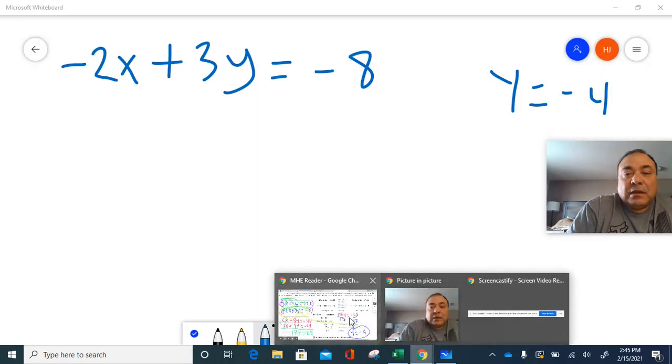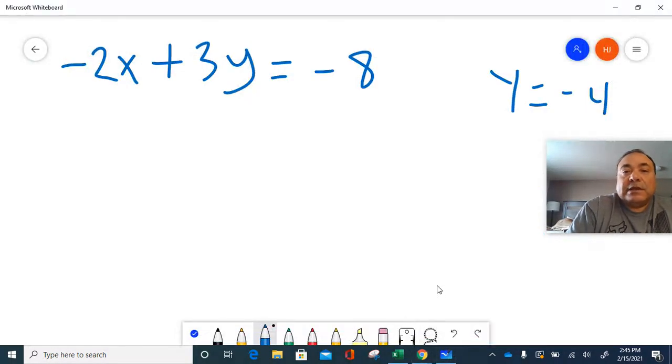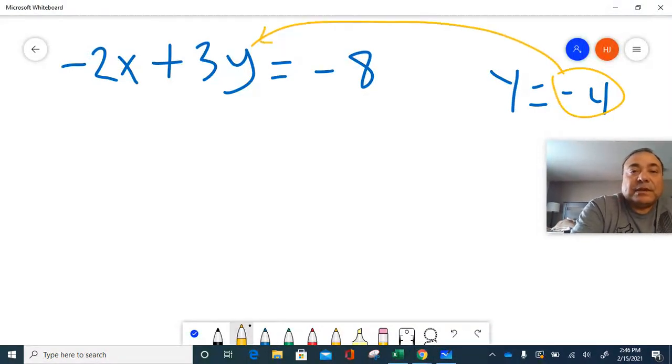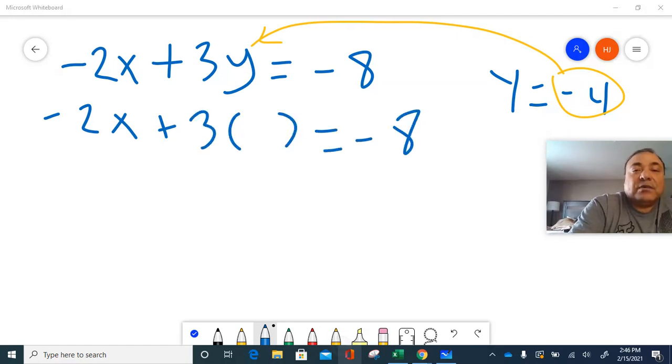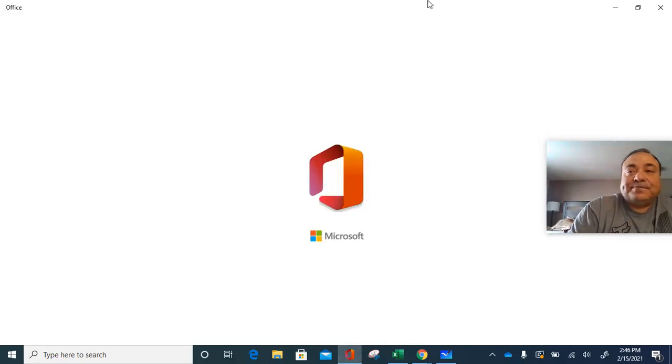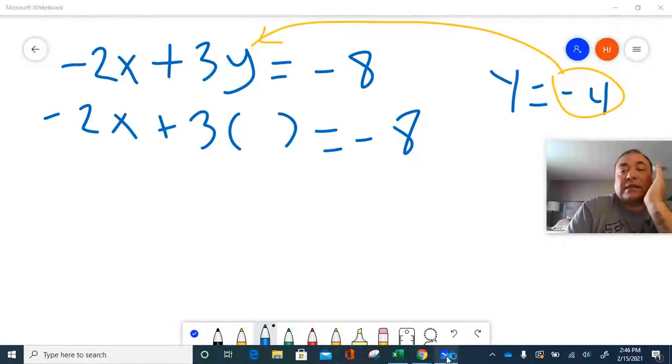So let me see. So it's negative 2x plus 3y. Yes. Okay, so I'm going to substitute. I'm going to grab this negative 4 right there, guys, and substitute it right there. So what I have here, guys, is negative 2x plus 3y equals negative 8. Okay, sorry, I pressed something that I shouldn't have pressed. Let me close that out and let me go back. There we go. Okay, and I'm going to put a negative 4 right here.